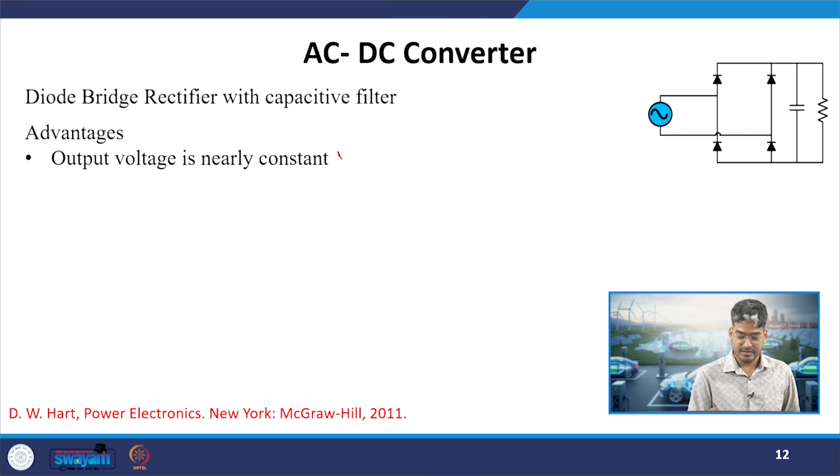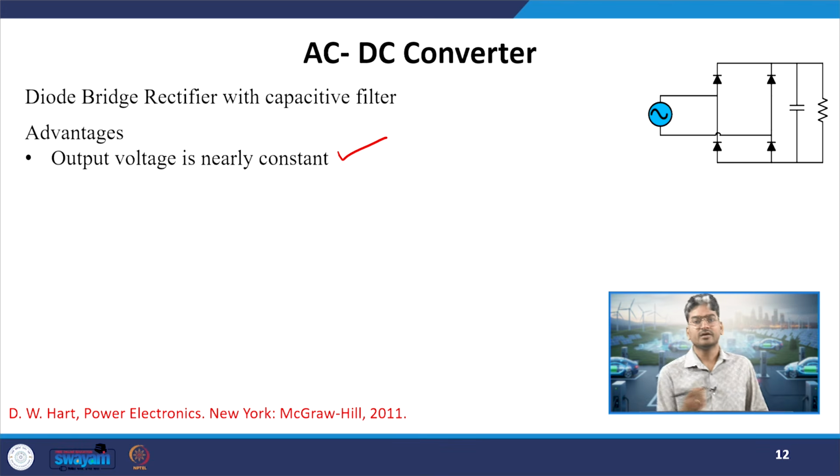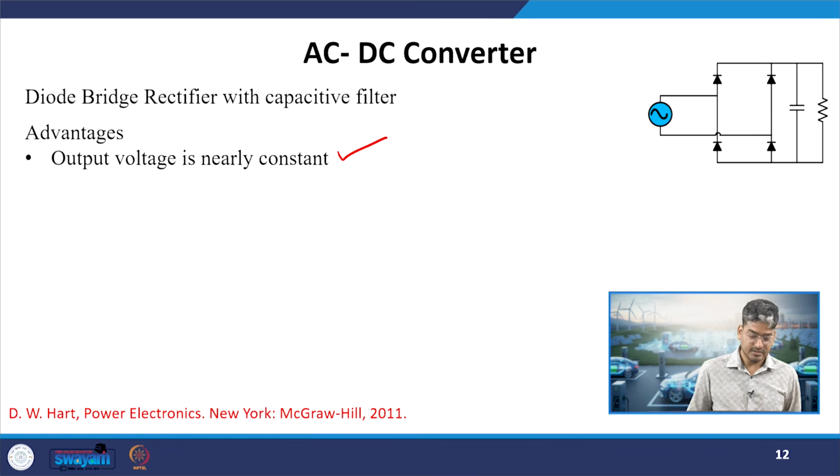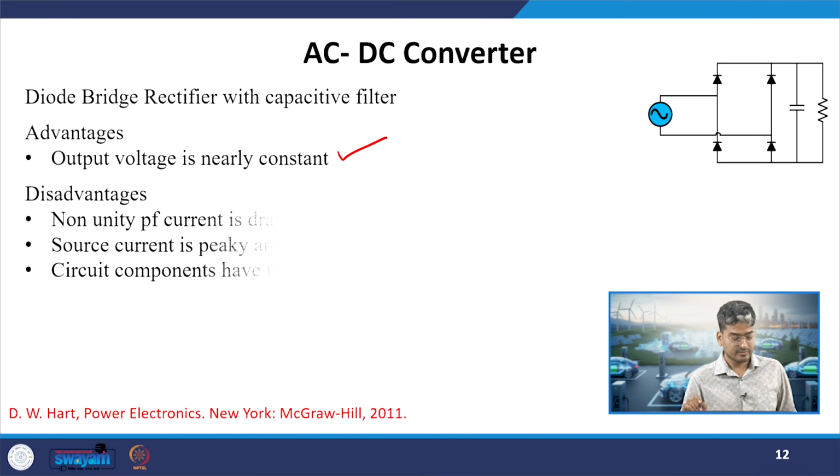The output voltage has nearly become constant. Okay. So, in the previous case it was a rectified sine wave, but the moment we have a capacitor in between, the output voltage ripple has decreased. So, now we can consider that to be nearly constant, neglecting the small amount of ripple.